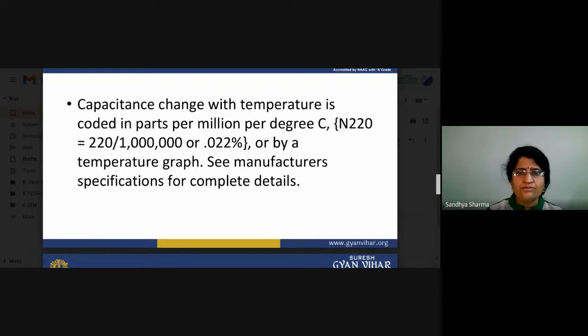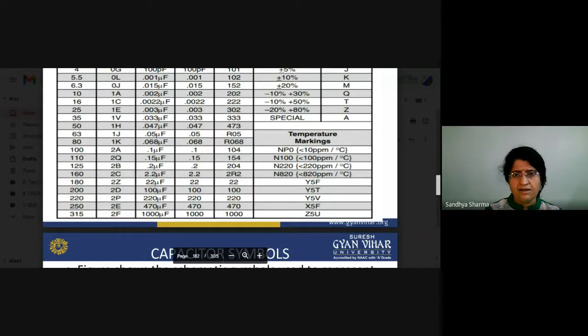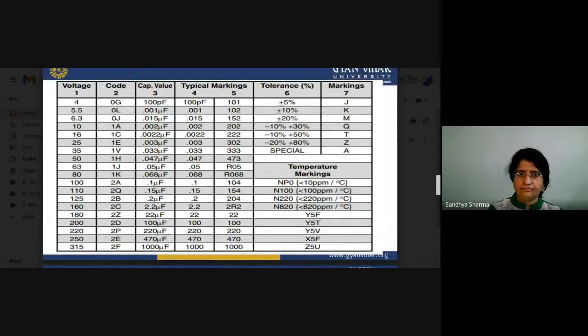1000, or 0.022%, or by a temperature graph. So we can see the details. You can see here the voltages are given. The code we are using to represent capacitance value in one format, we can also use in another format.